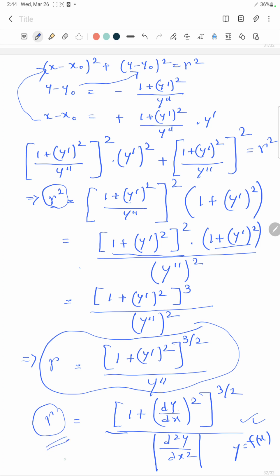We can get the radius of that circle at that point. And that is the radius of curvature. So this is the radius of curvature. That is the radius of the circle.